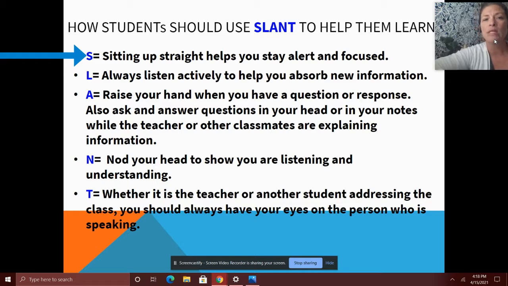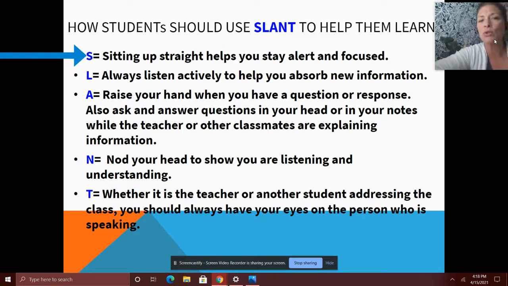Okay, simple. We're going to sit up straight to help you stay alert and focused. Focus, focus, focus. When we actively listen, it really means that you're absorbing new information. Your brain is this sponge, and we want to open up as many channels as we can in your brain. The younger you are, the more channels you have to open. So if we can get all those channels open now, later in life, you can use all those channels to expand your understanding. You don't cut yourself off short before you've reached your full potential.